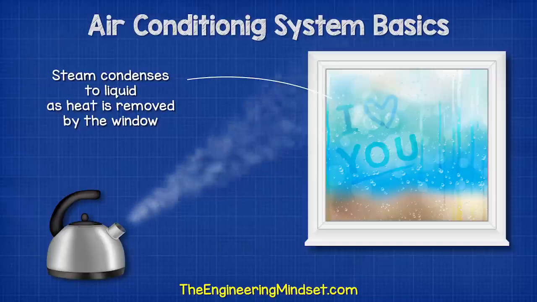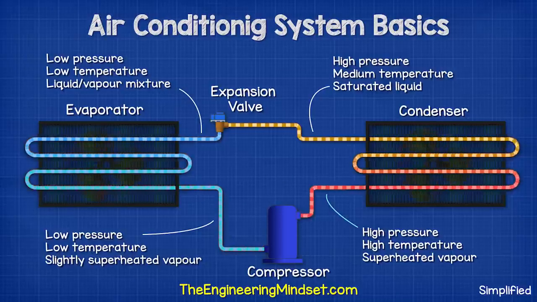It's a little bit like when steam hits the window on a cold day. The window is cold, so it condenses the steam from a vapor into a liquid, and then this liquid starts to run down the window. The refrigerant therefore exits as a high pressure, medium temperature, saturated liquid, and this heads to the expansion valve.